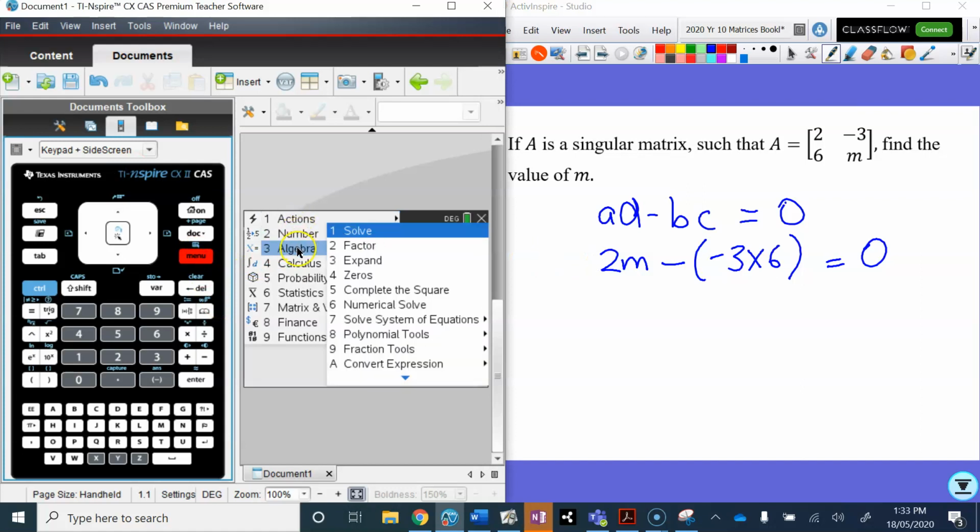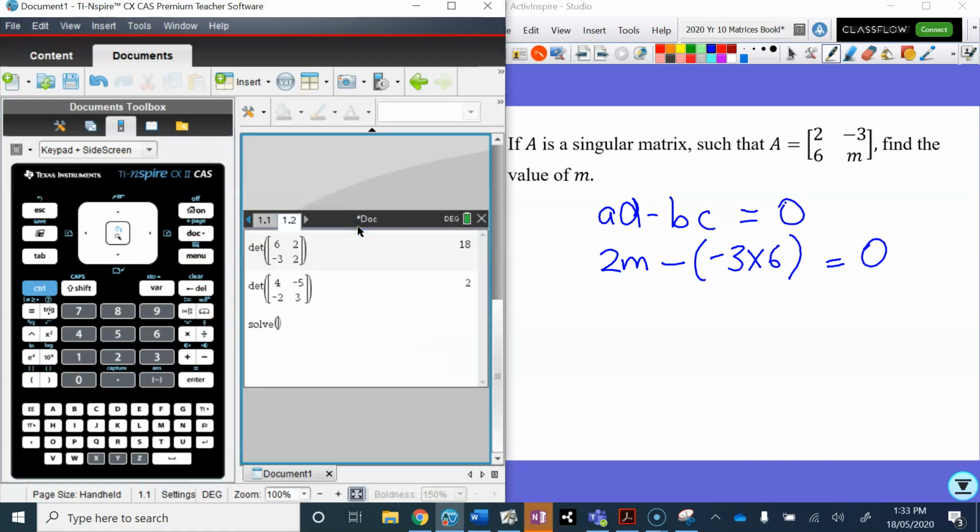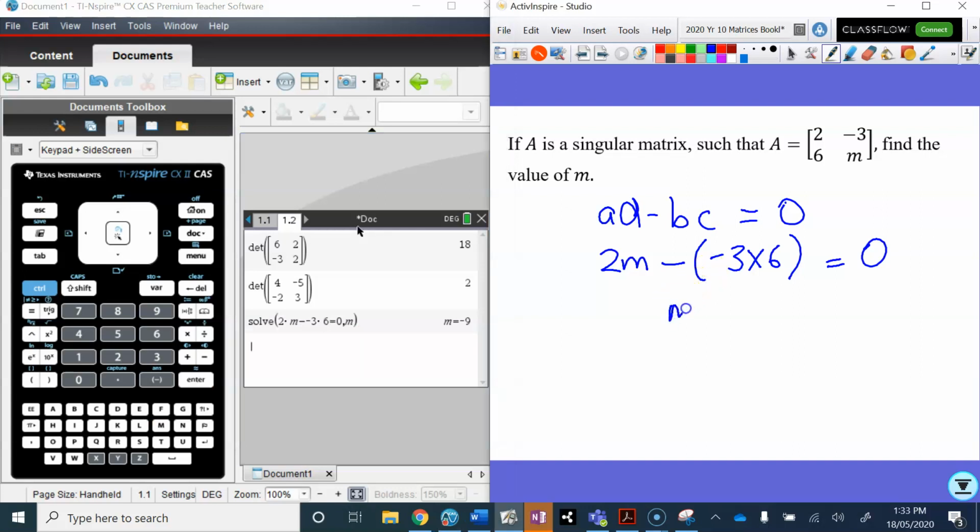Menu, algebra, solve, 2M, minus negative 3 times 6 is equal to 0, and I want to solve that equation for M. It tells me M is equal to negative 9. So in that case, if this matrix was 2, negative 3, 6, 9, you can check that that is a singular matrix, and that matrix would then, as a result, have no inverse.